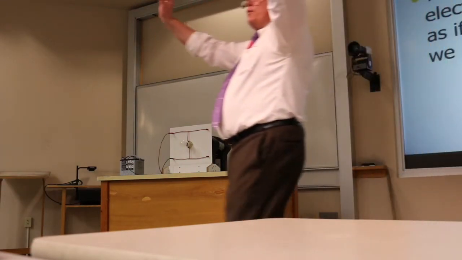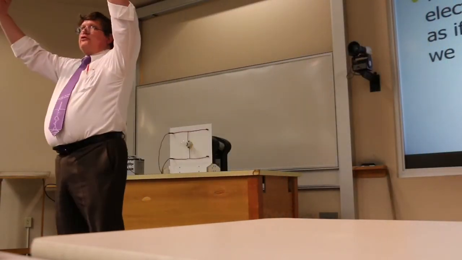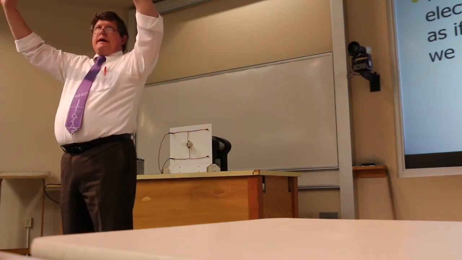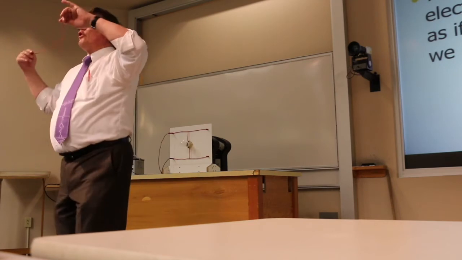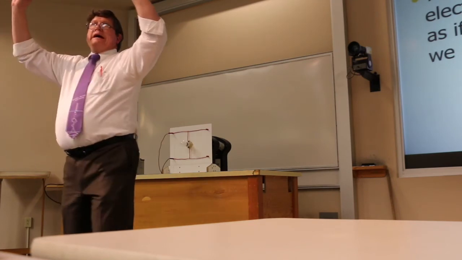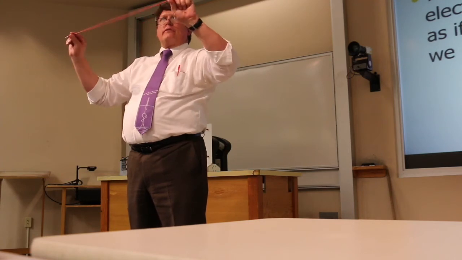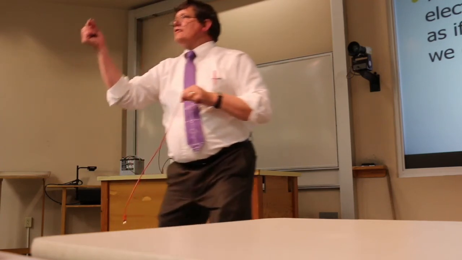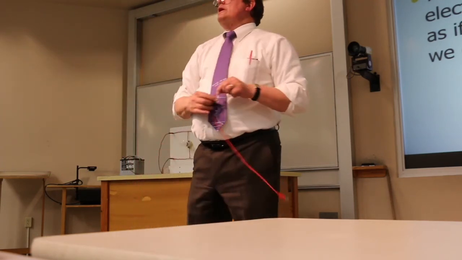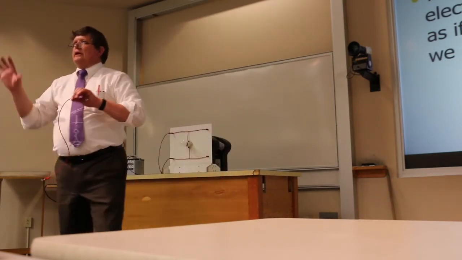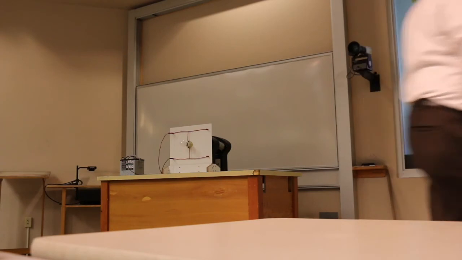Now if we look at any wire, it's neutral. It's got just as many positive charges as negative charges. Even if I have a huge current going through this wire, it's still neutral. It's not charged, it's neutral. It's just that the electrons are moving through the lattice work, through the metal.